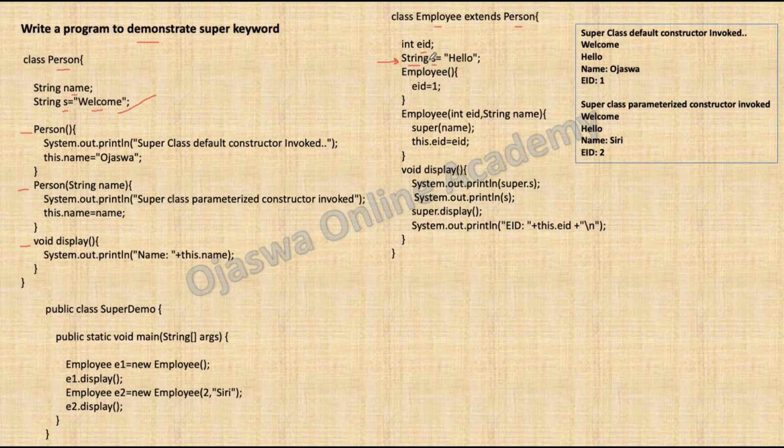This instance variable s will have separate space inside the object, and instance variable s belonging to class Person will have separate space inside the object. Then we have a default constructor, a parameterized constructor, and a display method. We have class SuperDemo that has the main method. Execution starts from here. Now the first statement is object creation, Employee emp equal to new Employee.